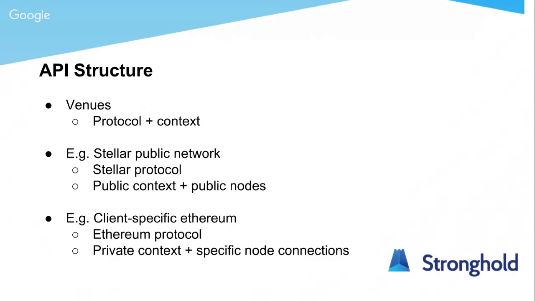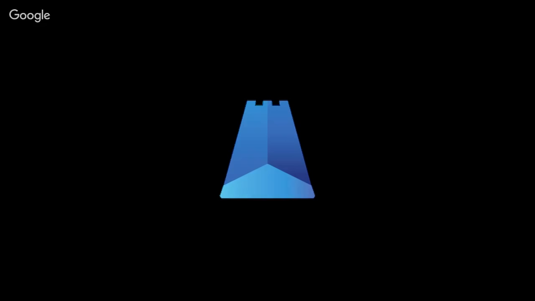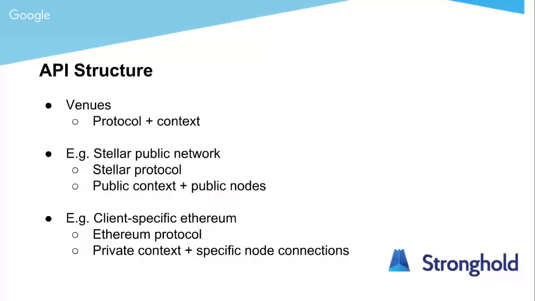Another example of a venue would be a client-specific Ethereum. So perhaps a business wants to run an Ethereum network to process internal transactions using smart contracts. That venue would be an Ethereum protocol, but a private context and specific node connections to be made. Some of these venues are predefined by Stronghold, and those mostly relate to the public networks. However, we do forecast specific needs around access or data privacy, and so we can set those up ad hoc.